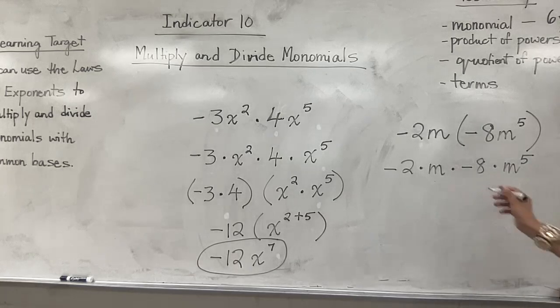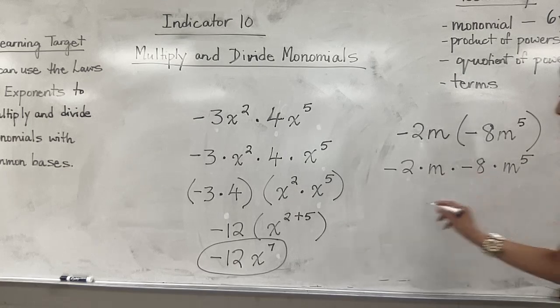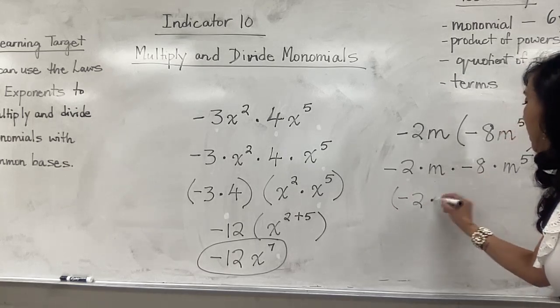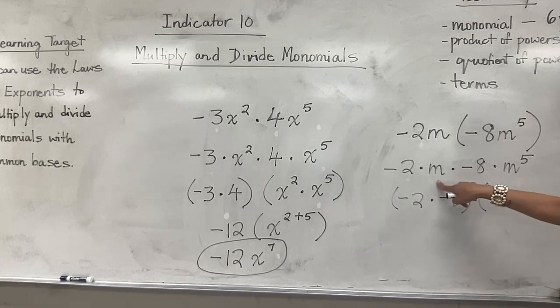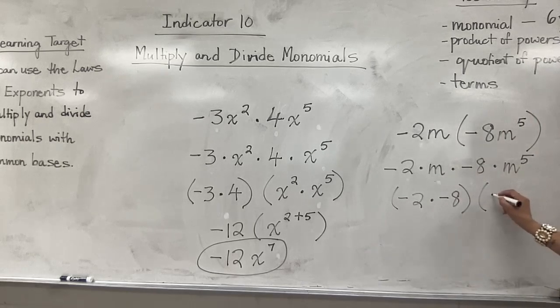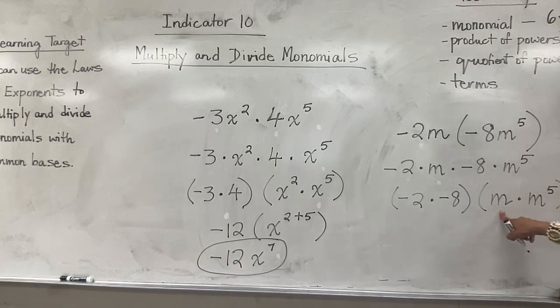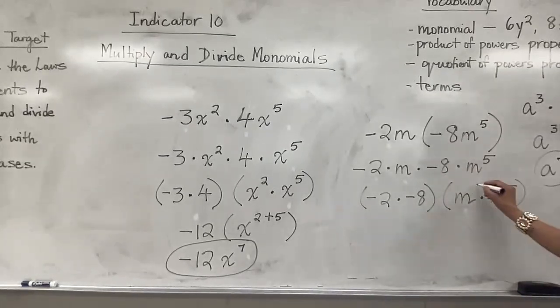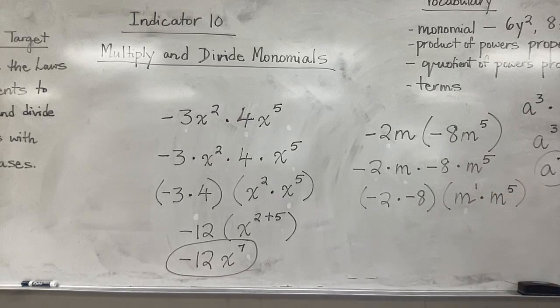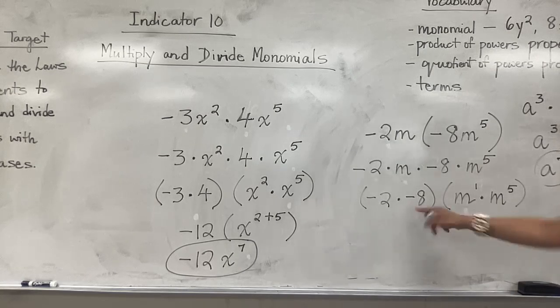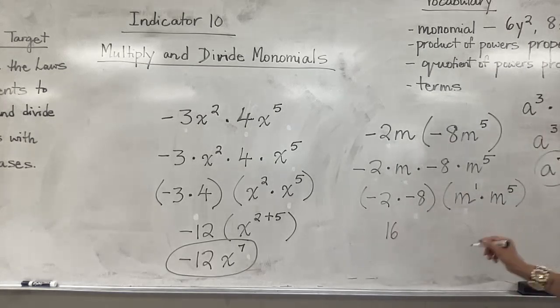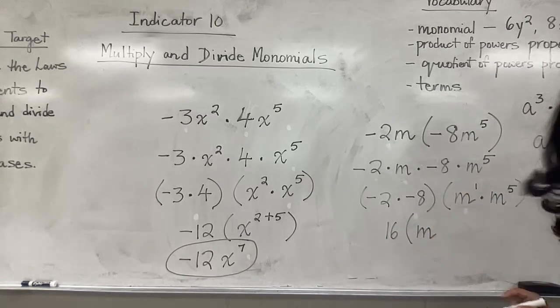And I'm going to separate the coefficients, the -2 and the -8, -2 times -8, and I am going to separate the variable part. So I have m, that means how many m's do I have? This is m times m to the fifth power. And this basically means I have 1m. And so negative times negative is going to give me positive. So -2 times -8 gives me 16. And then I look at, I have the common base, which is m.